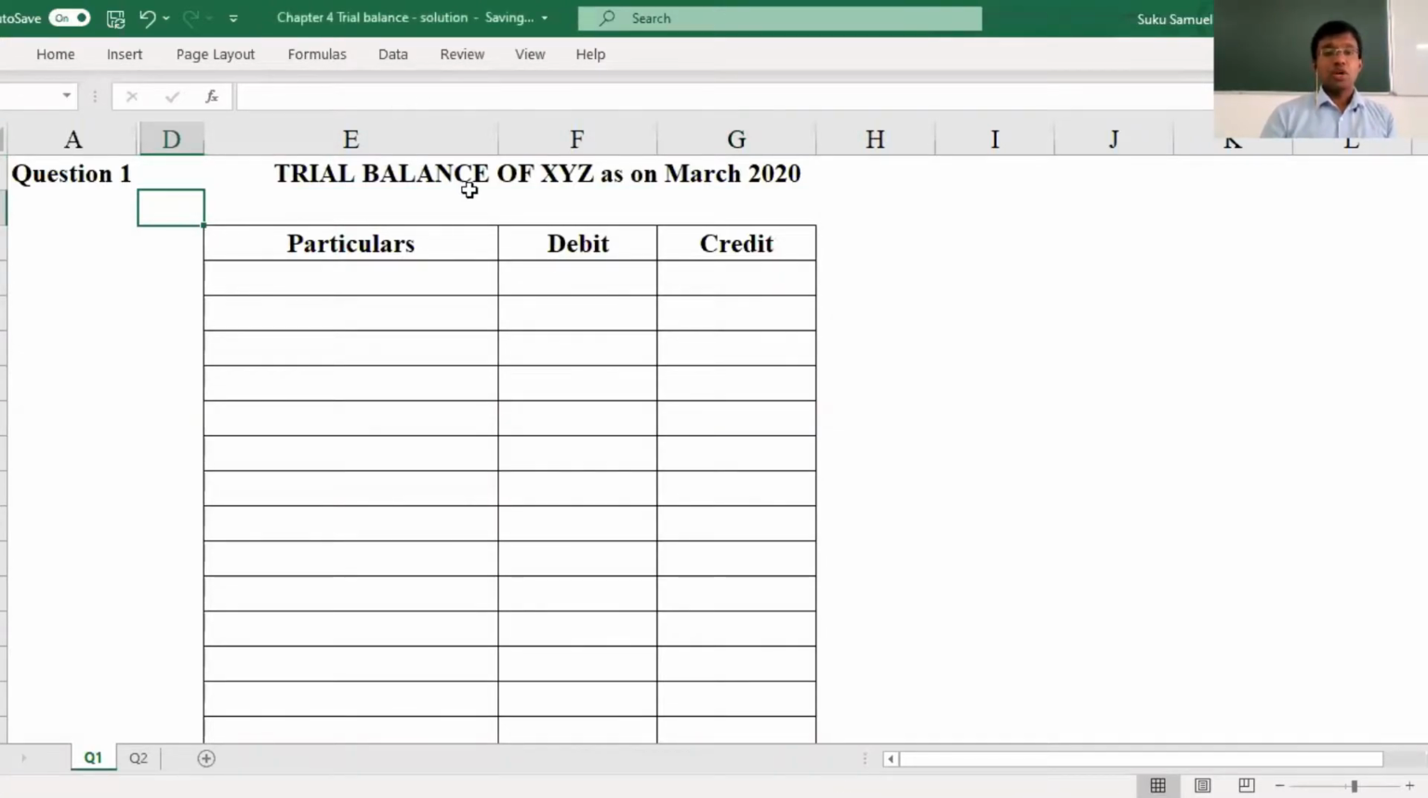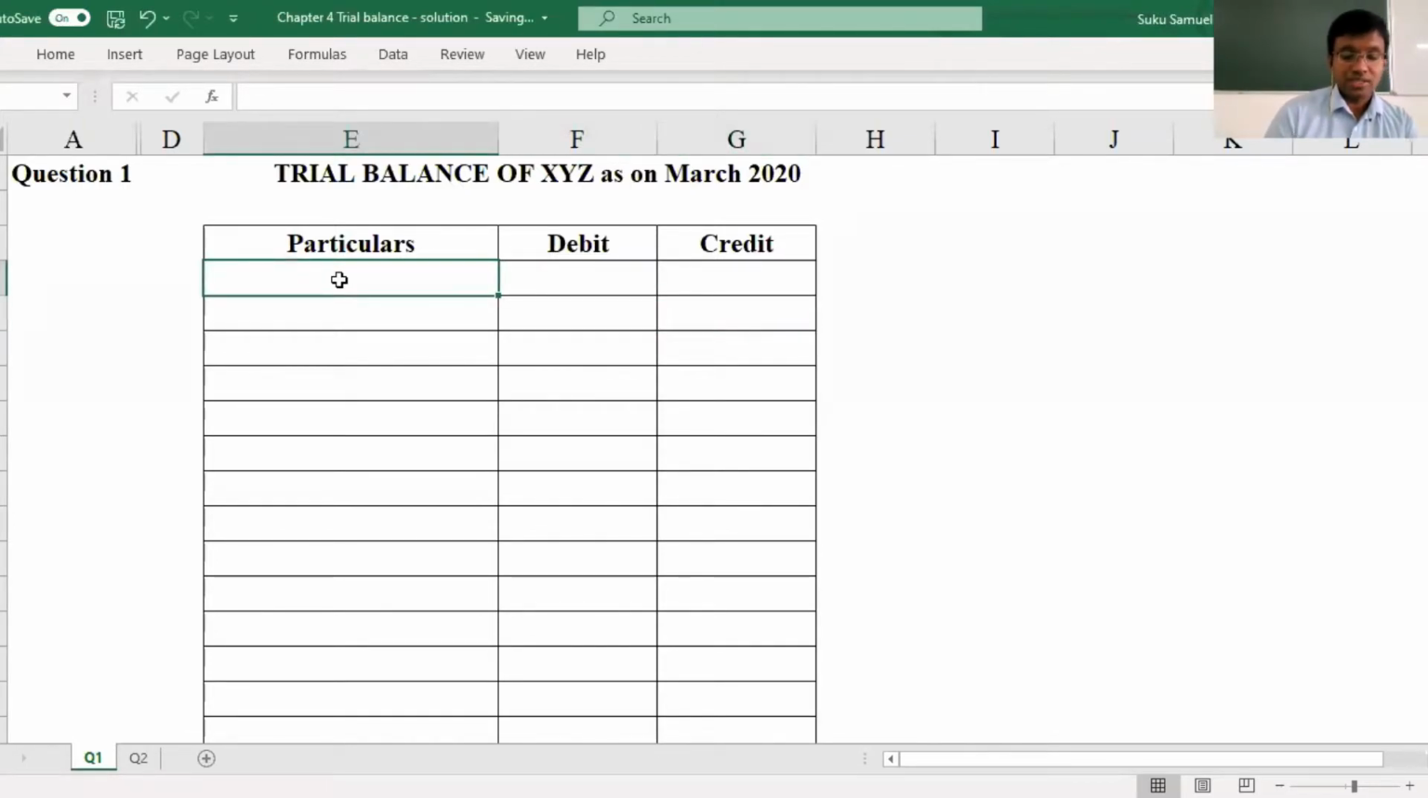In particulars, we record the name of the ledger account, and then depending on whether it's debit or credit, we write the amounts. Now remember, on the debit side we have assets and expenses. On the credit side we have the liabilities and the incomes. So now let's write down the items one by one.